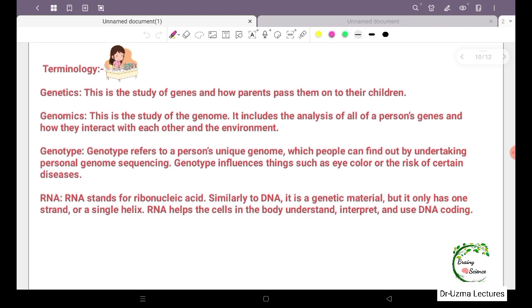RNA stands for ribonucleic acid. Similar to DNA, it is a genetic material, but it only has one strand or a single helix. RNA helps the cells in the body to understand, interpret, and use the genetic coding, the DNA coding.